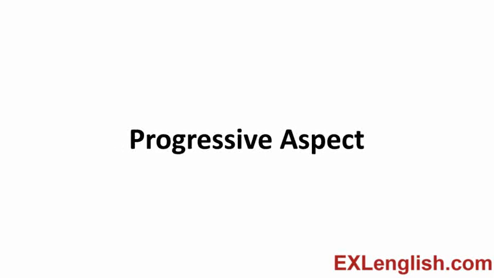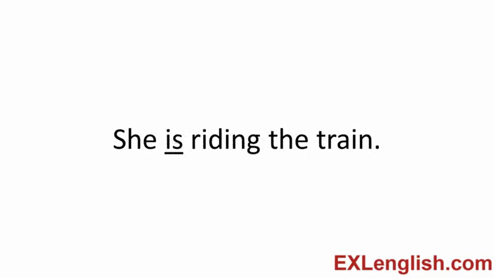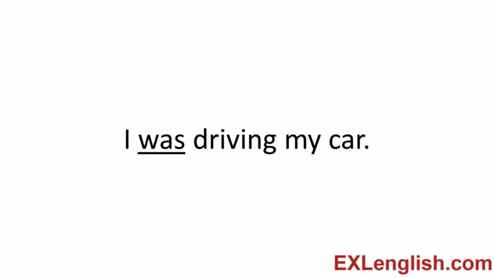Progressive aspect. To form the progressive aspect, we will use the auxiliary verb to be with a present participle, to be plus ing, which you have already studied in previous modules. The progressive aspect is used to show that an action or state was, is, or will be unfinished at the time referred to. Take a moment to look at these examples. She is riding the train. I was driving my car.